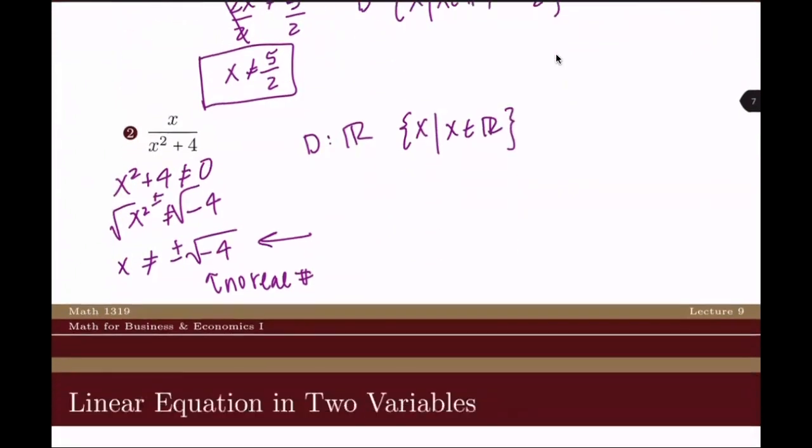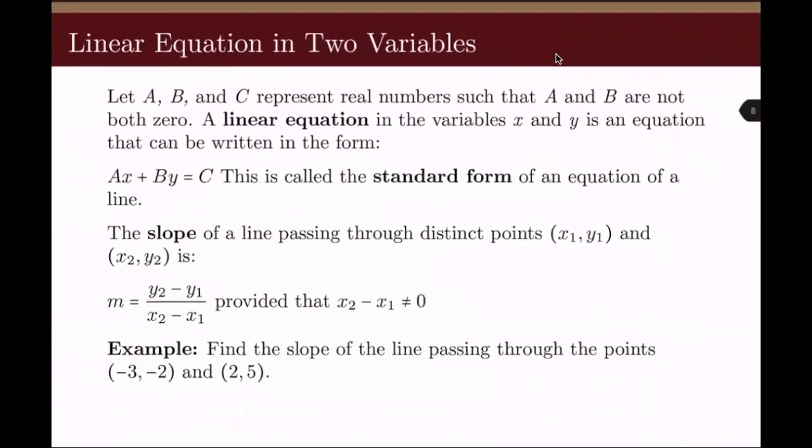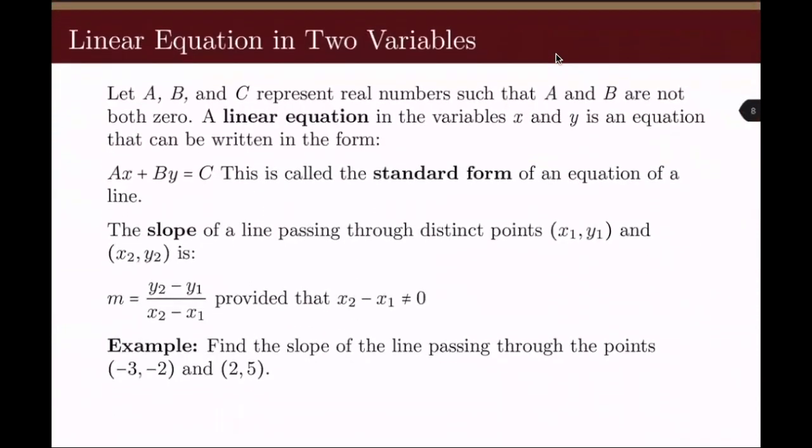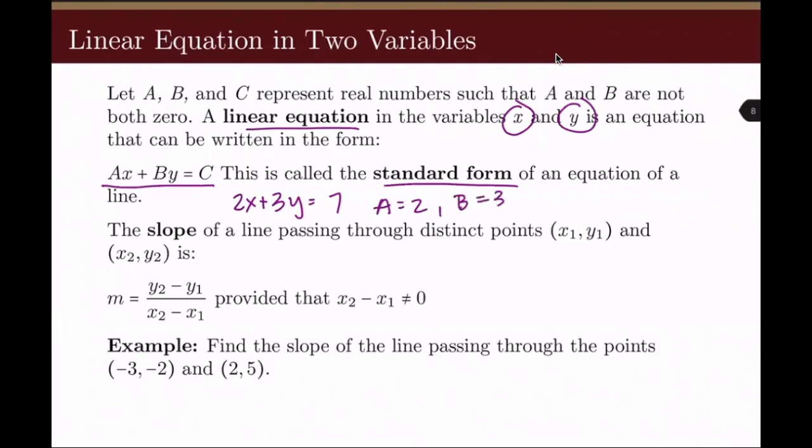All right, let's move on. A linear equation in 2 variables. So let a, b, and c represent real numbers such that a and b are not both 0. A linear equation in the variables x and y is an equation that can be written in the form ax plus by equals c, and we call this standard form. So for example, if you had 2x plus 3y equals 7, that would mean that a is 2, b is 3, and c is 7. All right?